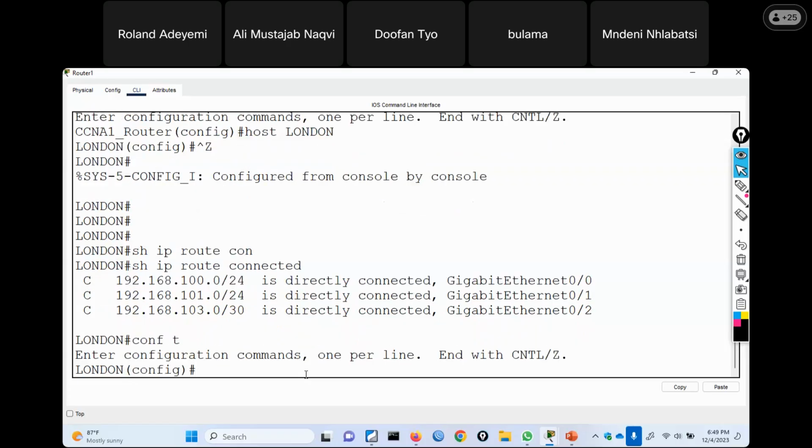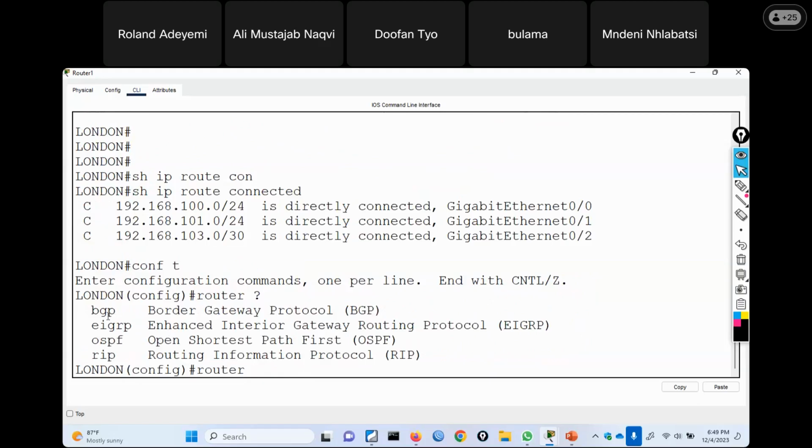Go to global configuration mode. Watch out. We want to configure OSPF now. Router. In fact, before I get there, if I say router and put a question mark, I can configure BGP, EIGRP, OSPF, or RIP. These are different dynamic routing protocols we discussed in our last class. But the one we want to configure now is OSPF, which is Open Shortest Path First.